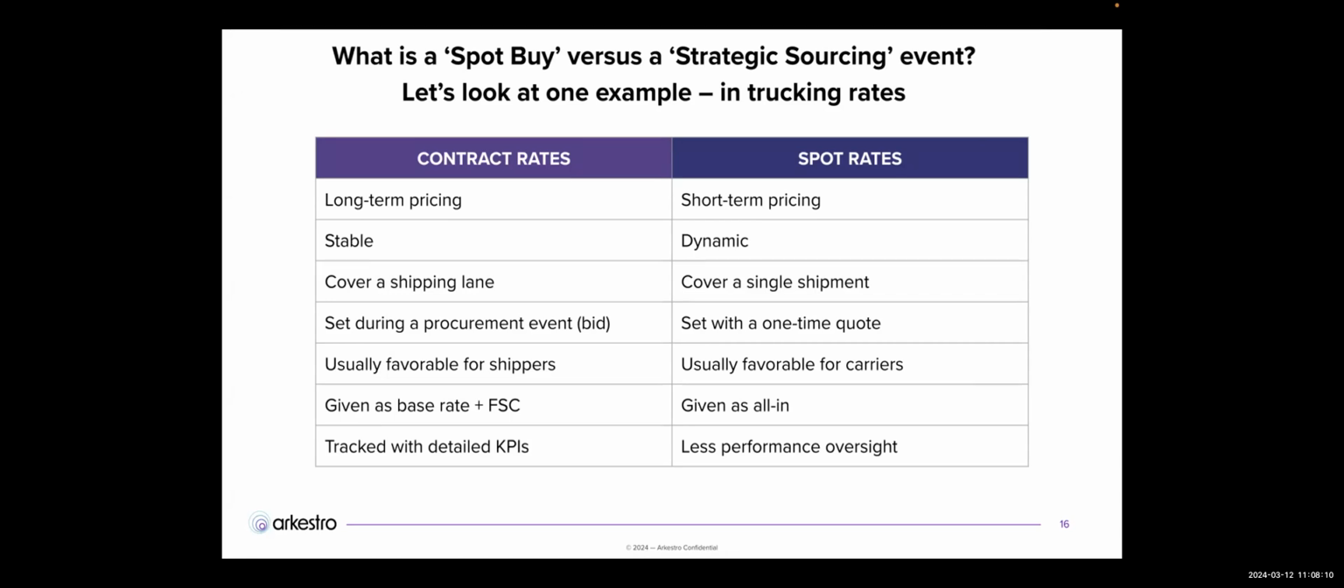This is for specifically logistics, so we're just looking at an example here, but this construct exists in every major category of spend. It's set during a specific procurement event. It's usually favorable for the customer. It's given as a componentized price, so it's typically a complex price, and the performance of the supplier is relevant in managing the contract on an ongoing go-forward basis.